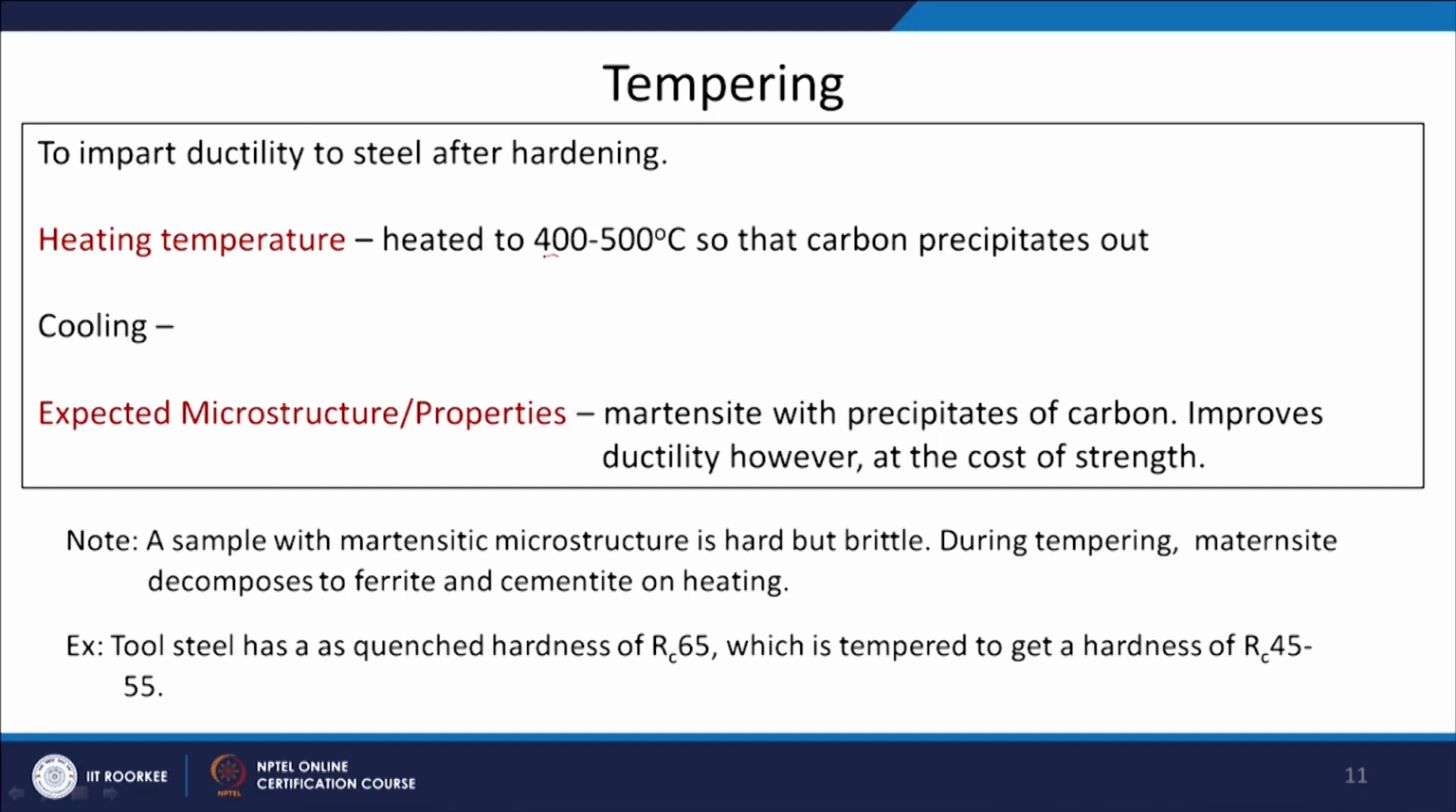Now, since martensite is a very hard and brittle phase, we have not come across this term until now, but take it from me that martensite is a very hard and brittle phase. So, if you have a martensitic phase in a plain carbon steel, you cannot use it in any application, because even with a small impact it will fracture. So, to impart some ductility to steel after hardening, we do a heating at around 400 to 500 degrees Celsius, so that carbon precipitates out. As I told you, martensite is a metastable phase. If I take it to a somewhat higher temperature, it will dissociate into two stable phases, which are ferrite and cementite.